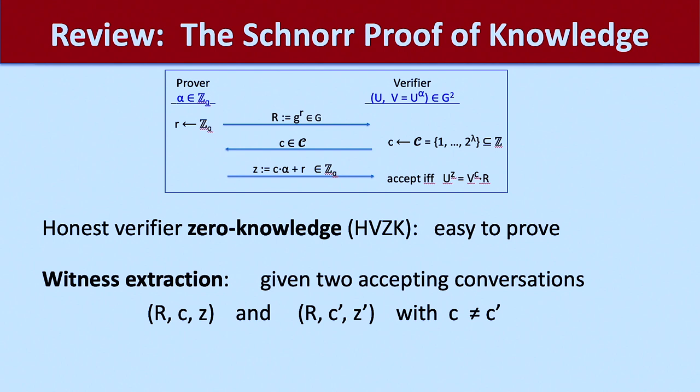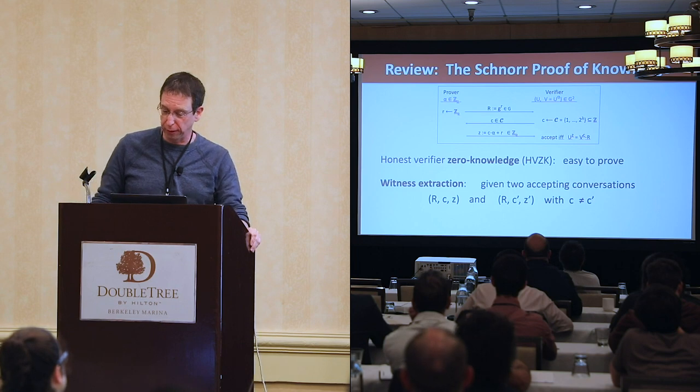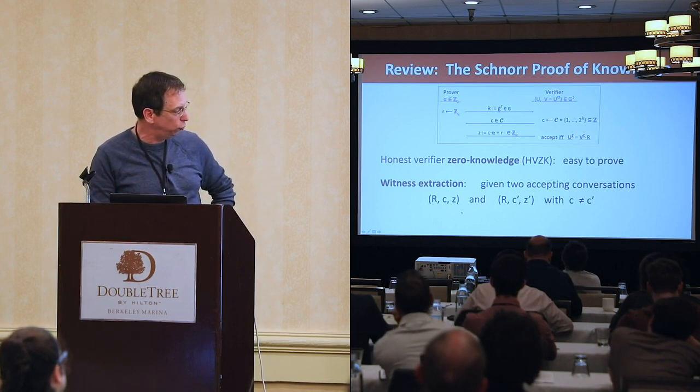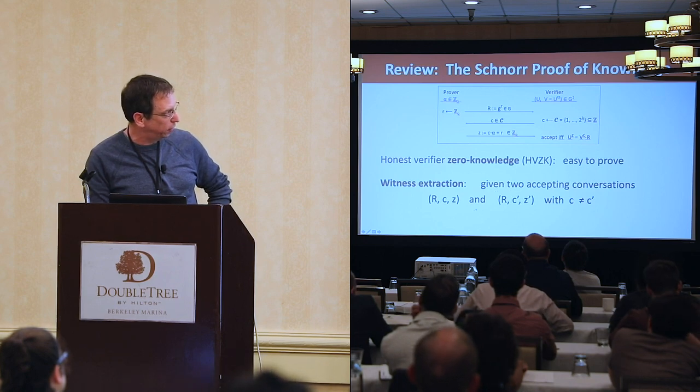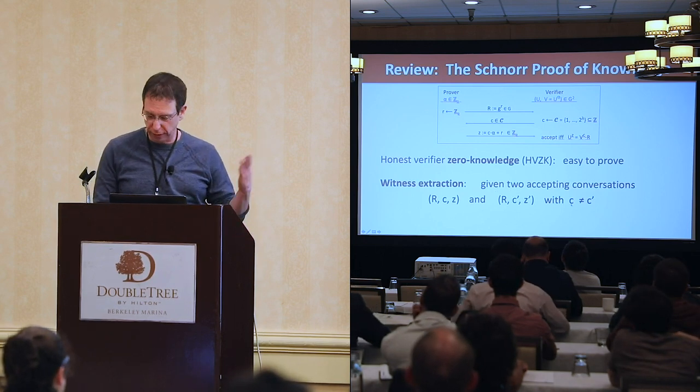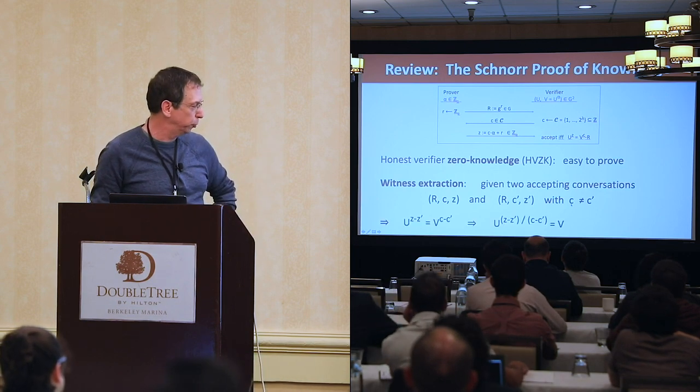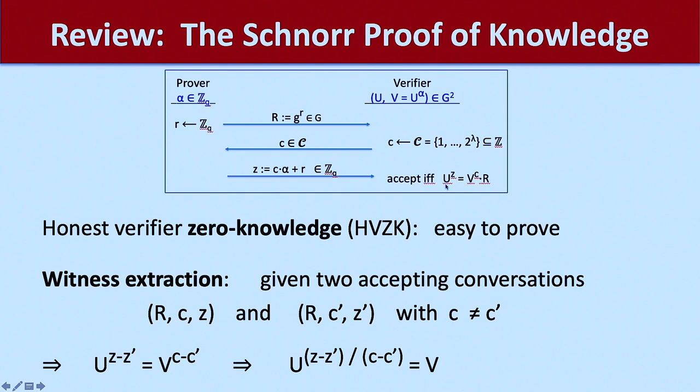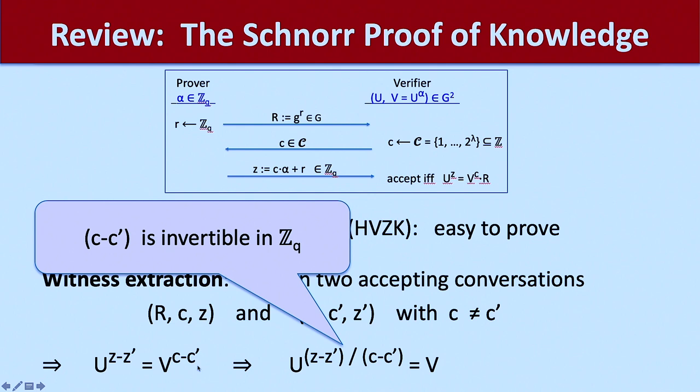The question, though, is why is it a proof of knowledge? Can we actually extract a witness to show that the prover actually knows the discrete log? Again, this is not difficult to show. If we have two accepting conversations with the same randomness value R, where the challenges are different, then it's quite easy to extract the witness. This is just a quick review. If you divide these two verification equations one by the other, you end up with U to the delta Z is equal to V to the delta C. You raise both sides to the power of delta C inverse, which we can do because delta C is invertible in Z_Q, and that gives us the discrete log. So just keep that in mind. This will become important in just a minute.